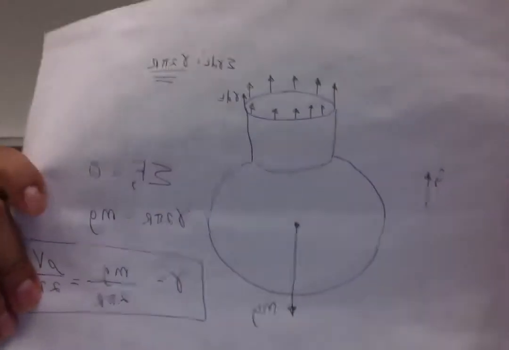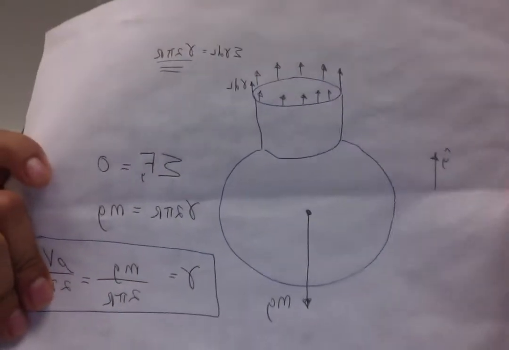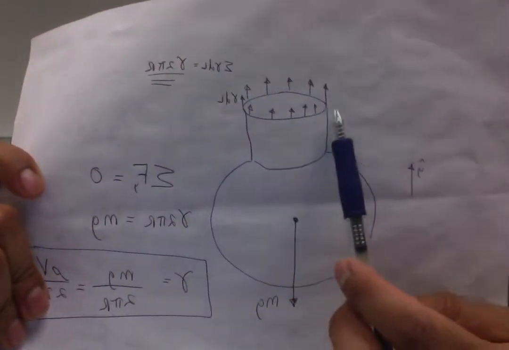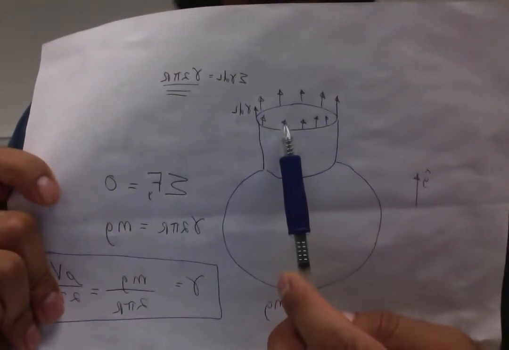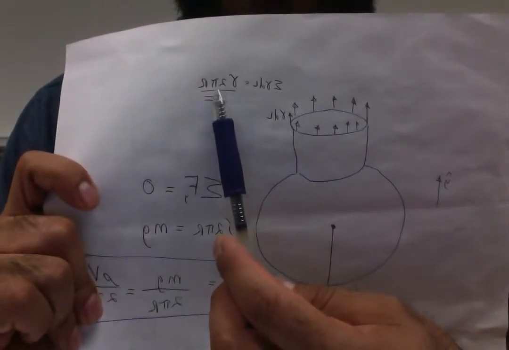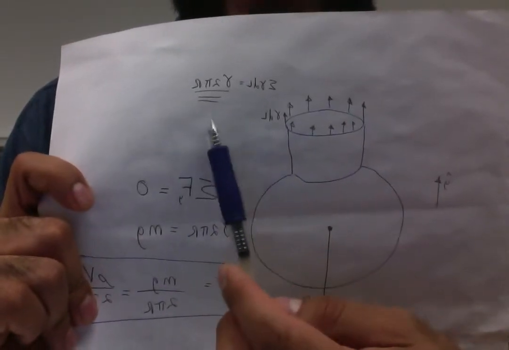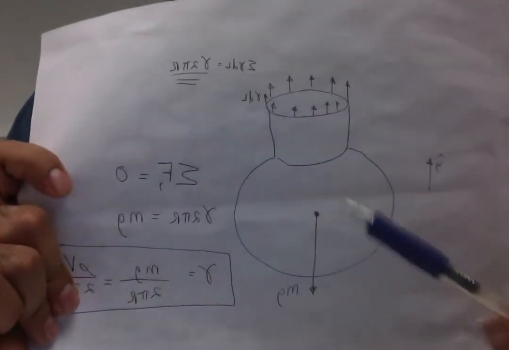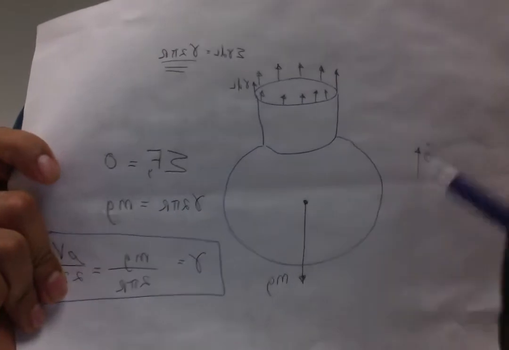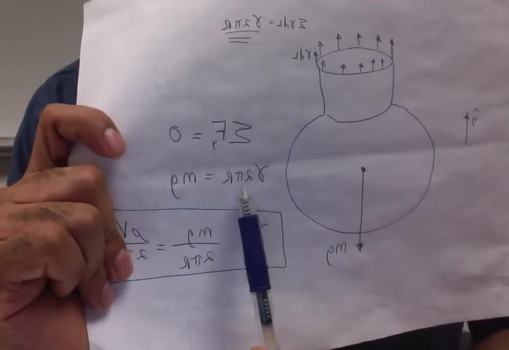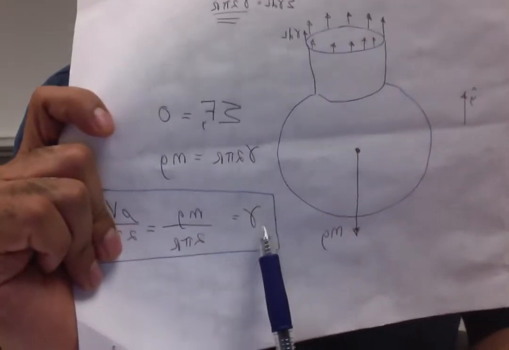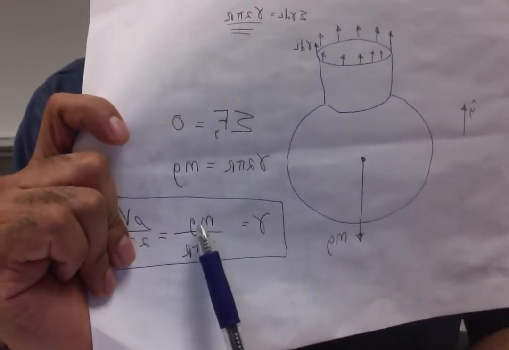This is the final FBD that I use to do my calculations. Again, I have surface tension acting on the perimeter of the interface. These are all gamma dL, the sum of which equals gamma times 2 pi r, or gamma pi times the diameter. And then I have the weight of the droplet. I can sum the forces in the y direction, and I end up with gamma 2 pi r equals mg. I can solve for gamma equals mg over 2 pi r.